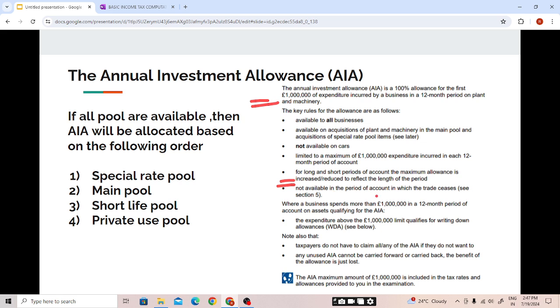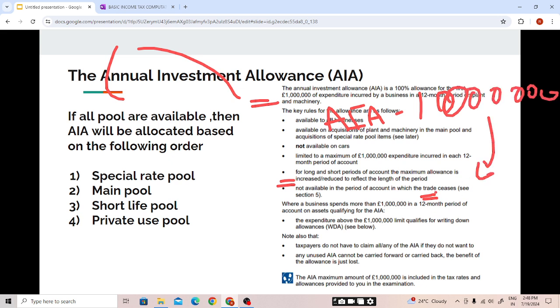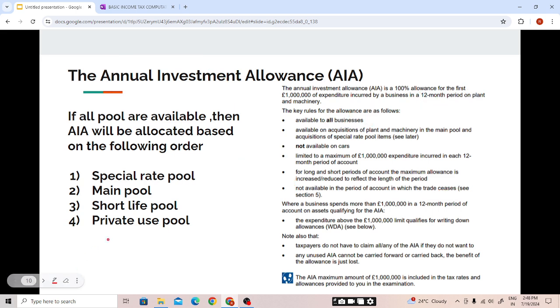It is not available in the period of accounts in which the trade ceases. So students, the annual investment allowance of 1 million pound will not be available in the period of account in which we cease our trade. So these are the 5 important points you need to keep in mind, students. The limit is available for 12 months, not available for cars, we need to increase or reduce as per the period of accounts, and the AIA will not be available in the period of accounts in which we cease to trade.